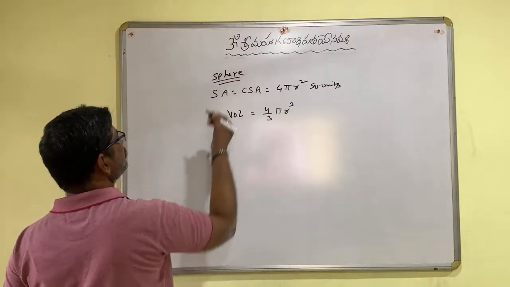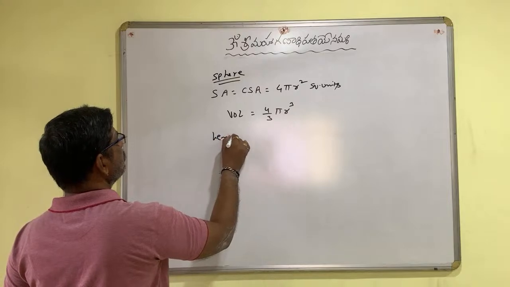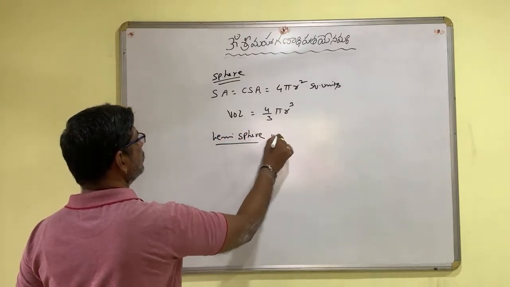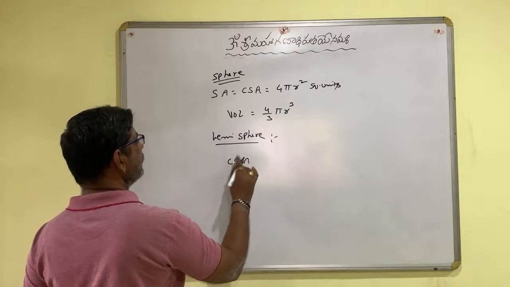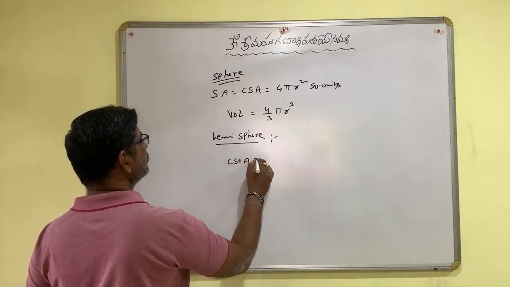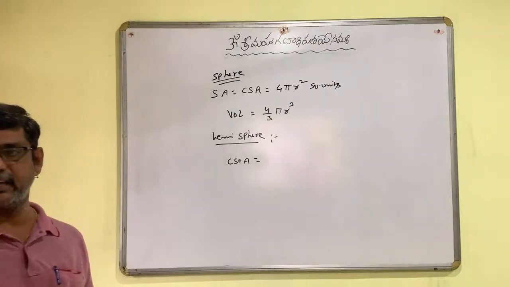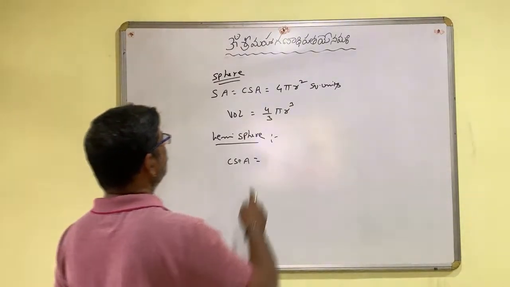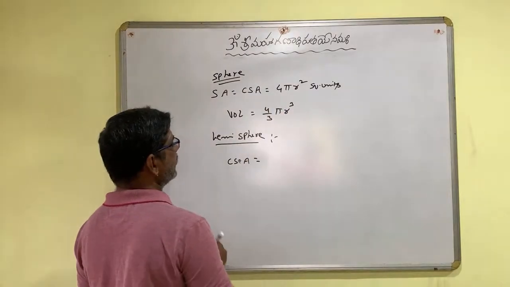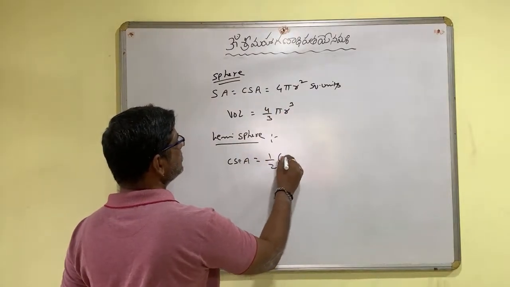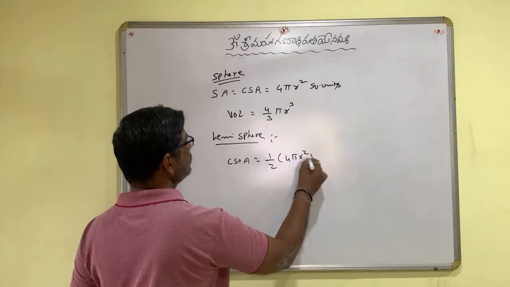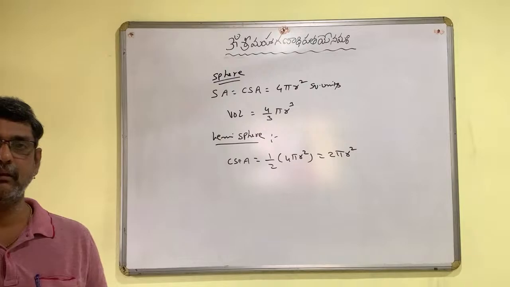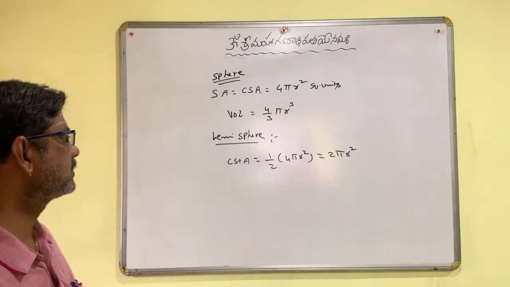These formulas are about sphere. Now, we will see hemisphere. Curved surface area of hemisphere is nothing but half the surface area of sphere, which is 2 pi r square.